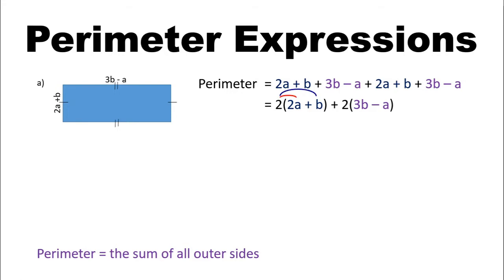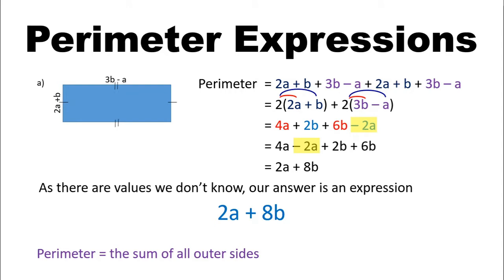So 2 times 2a and 2 times b and 2 times 3b and 2 times minus a. 4a plus 2b plus 6b minus 2a. Now I can group like terms, so group my a's together and group my b's together to simplify this expression. Pay attention to the signs. That negative belongs to the term that follows it, so that will be 4a minus 2a and 2b plus 6b. 4a minus 2a, that's 2a, and 2b plus 6b is 8b.